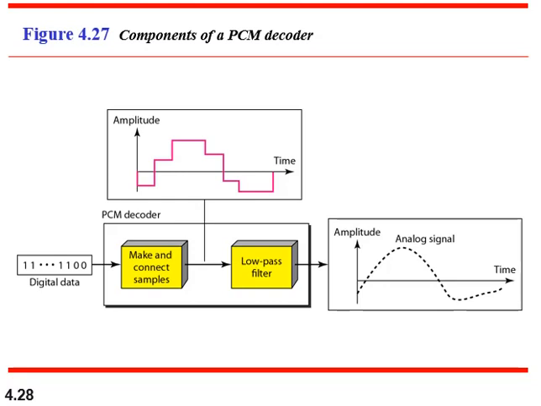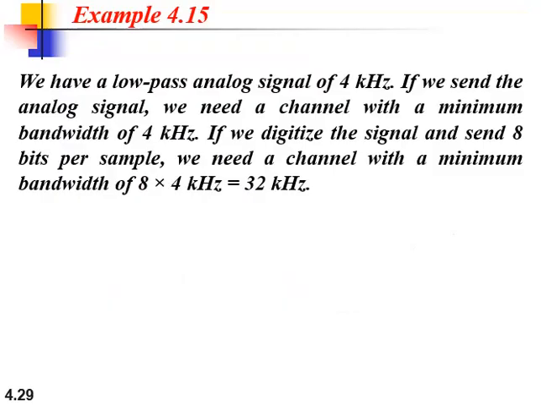Now just one more observation they have noticed here, that when we have a low pass analog signal of, let's say, 4 kilohertz, and if we send the analog signal, we need a channel with a minimum bandwidth of 4 kilohertz. If you can recall from the previous classes where we discussed bandwidth depending on the channel, you can relate it here: if we digitize the signal and send 8 bits per sample, we need a channel with minimum bandwidth of 8 into 4, that is 32 kilohertz. So that is the change here.